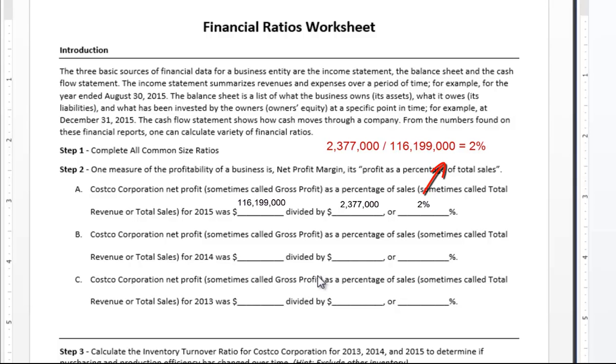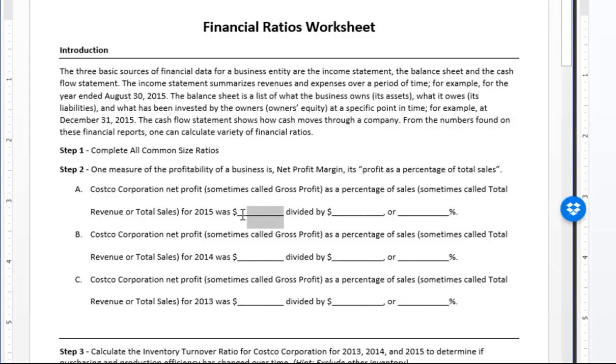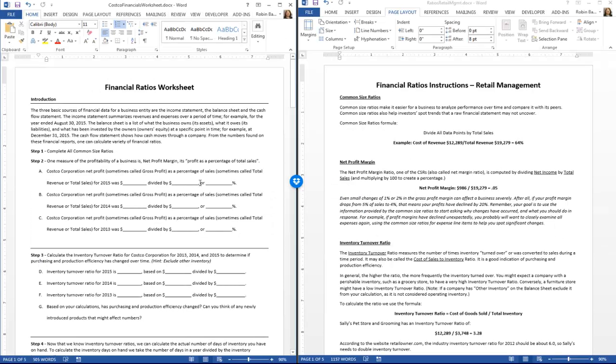So what you're going to do is just go through each one of the items, and you're going to determine the information that goes in each space. You can't determine GMROI for 2013 because you don't have an ending inventory number for 2012.